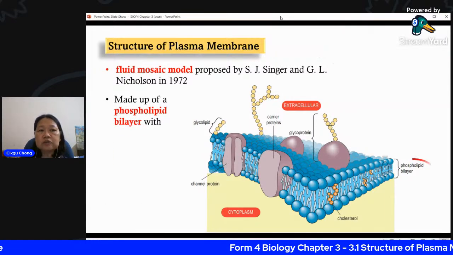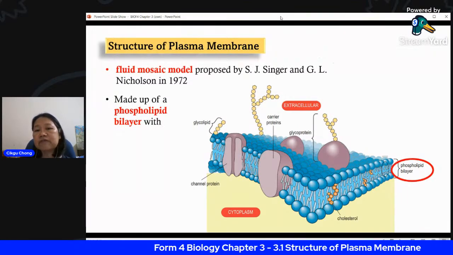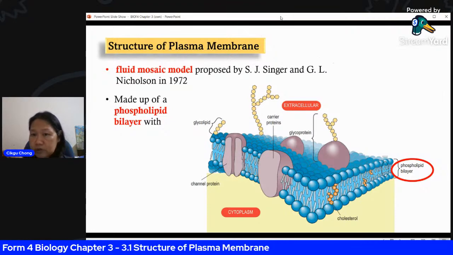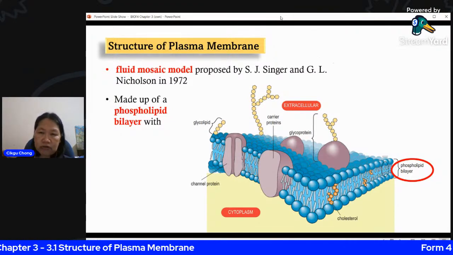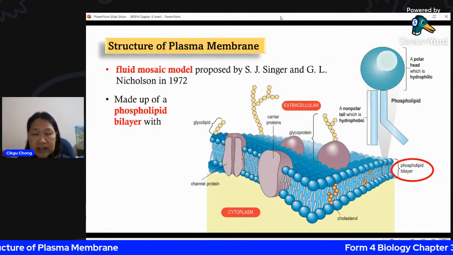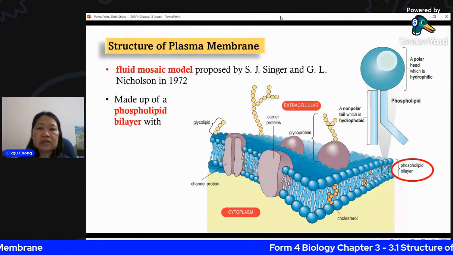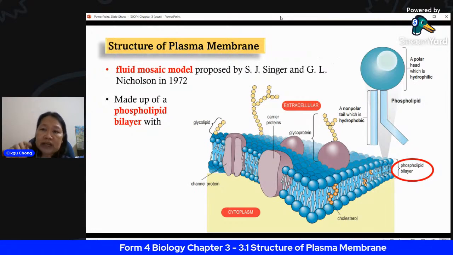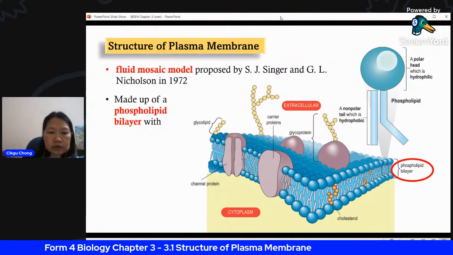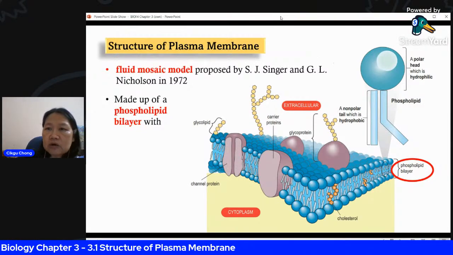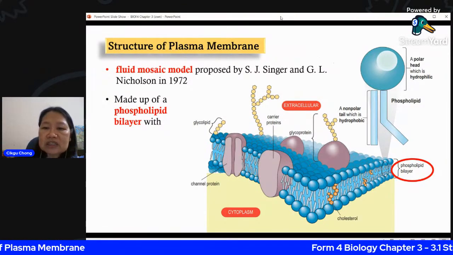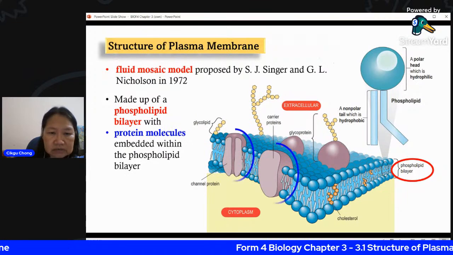Now, basically you find that it's a layer. You have this molecule here that looks like a little round ball with two tails. The entire molecule here is known as a phospholipid molecule, which has two parts. The one on top here is called a head, the head, all right, this part here.